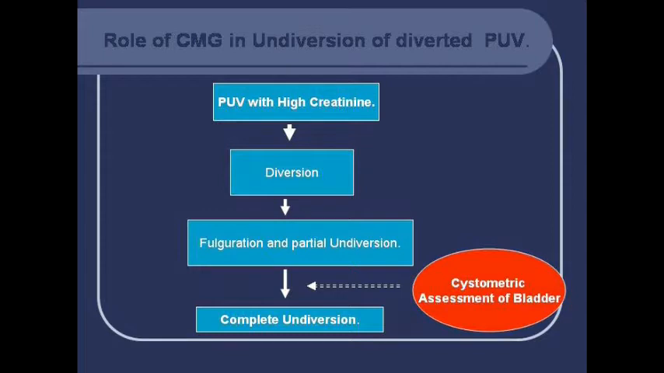But what I like to add is, between this stage and this stage, please do an assessment of the bladder, because this bladder is an untried bladder, and you don't know when you complete the undiversion, he might again go back to a high creatinine status. So this is important. And how do we assess a diverted bladder is also tricky. Without a partial undiversion, you cannot assess the bladder. When it's fully diverted, you can't assess the bladder. So partially undiverted, preferably with the worst kidney, and then go on to assessment.